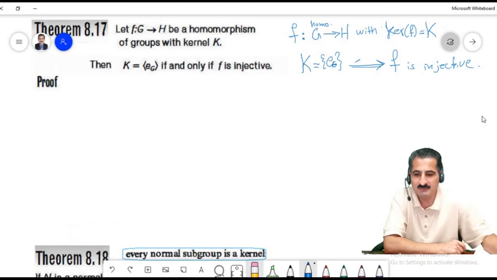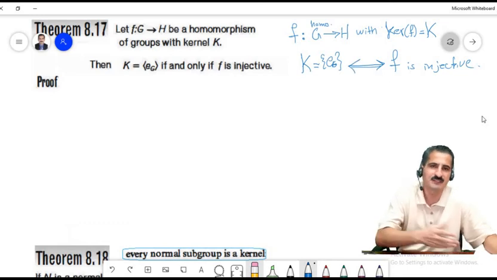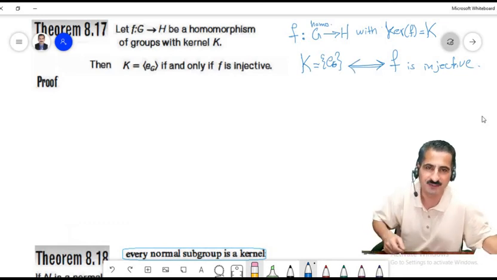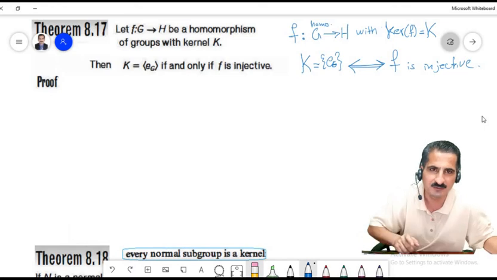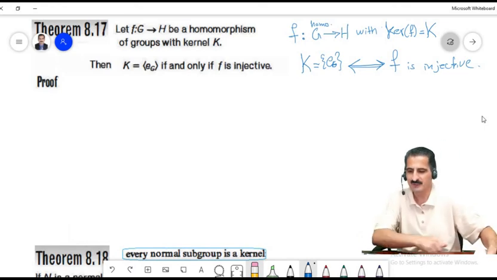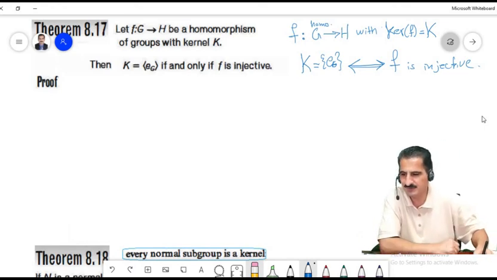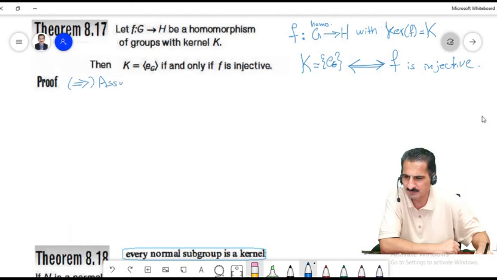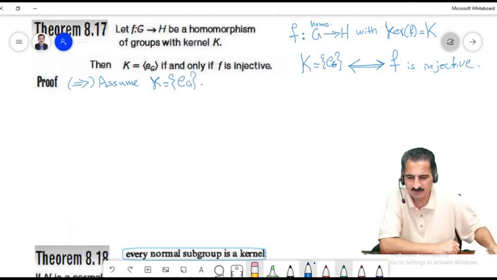And the opposite way, if we have a homomorphism in hand which is injective, then we know that there is nothing in the kernel except the identity. So let's prove this theorem. Let's go for that direction, which means assume K consists of the identity only. Now we want to prove F is injective.